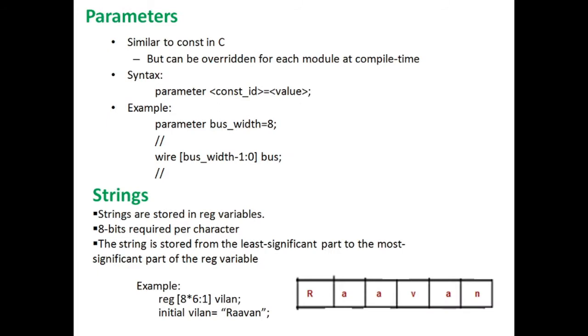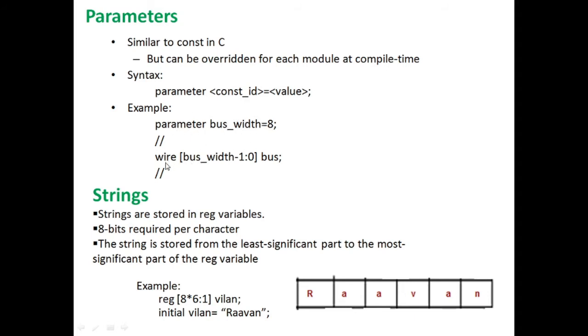Verilog also allows the constants which are found in our program to be defined in a module. For example, consider here parameter bus_width = 8. Here bus_width is a constant, and this constant is assigned a value of 8. This is placed somewhere inside your program, inside your module.